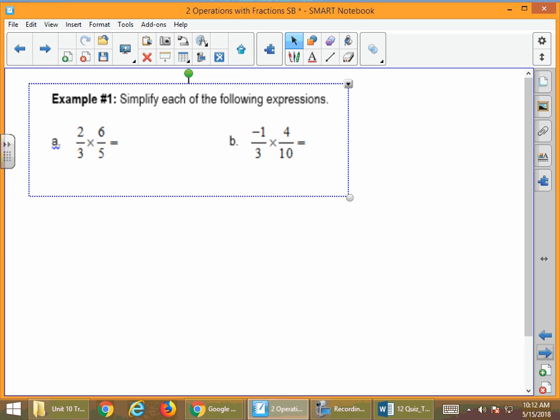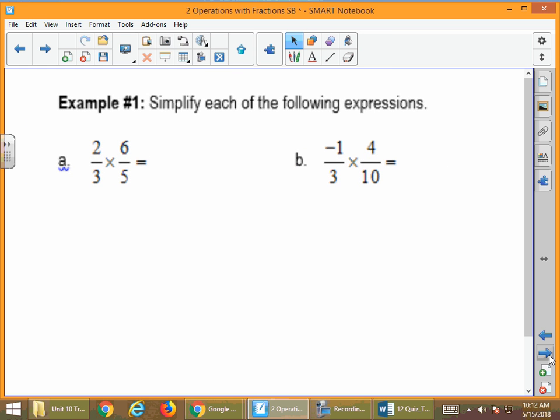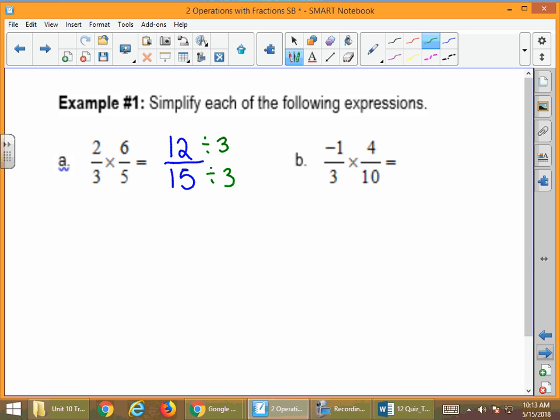Well, our first couple are multiplication here. We're going to multiply the numerators, which are the top of the fractions. We're going to multiply the denominators, the bottom of the fraction. And then we'll simplify if we need to. 2 times 6 is 12. 3 times 5 is 15. And once we multiply, we ask ourselves, is there any number that goes into both 12 and 15? And since 3 goes into both of them, we're going to divide both top and bottom by 3. And 12 divided by 3 is 4, and 15 divided by 3 is 5.